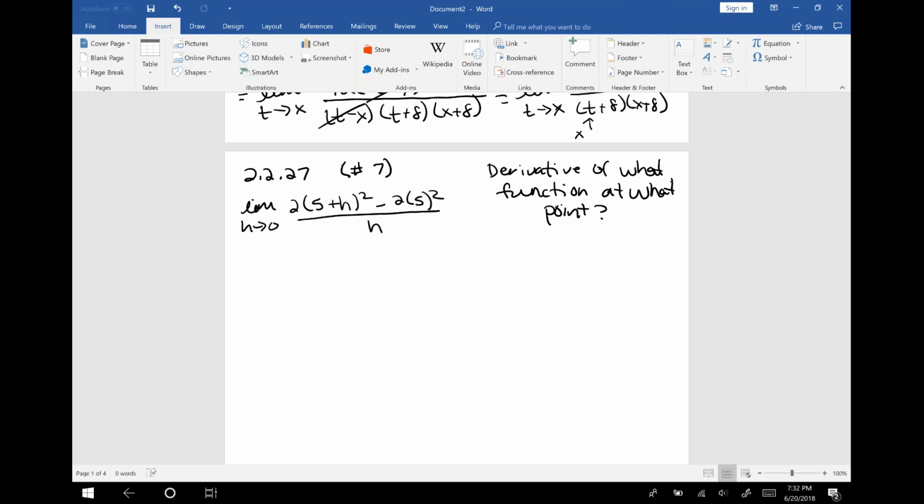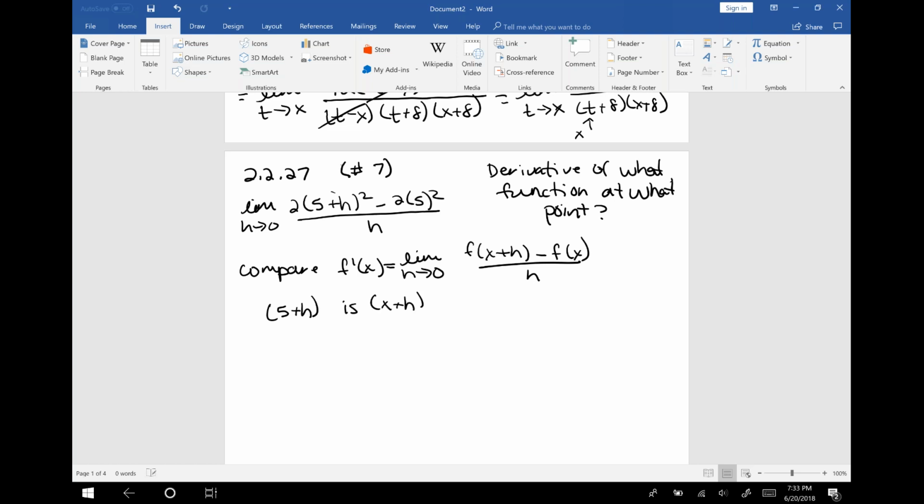So what we know is that when we look at this thing that we're given, it kind of looks like our definition of a derivative, which talks about the limit as h goes to 0 of f of x plus h minus f of x divided by h. So it looks like that thing. And if we compare the derivative that we're given to this definition, we can see that where it says 5 plus h, that's going to be the x plus h. So 5 plus h is the same thing as x plus h.